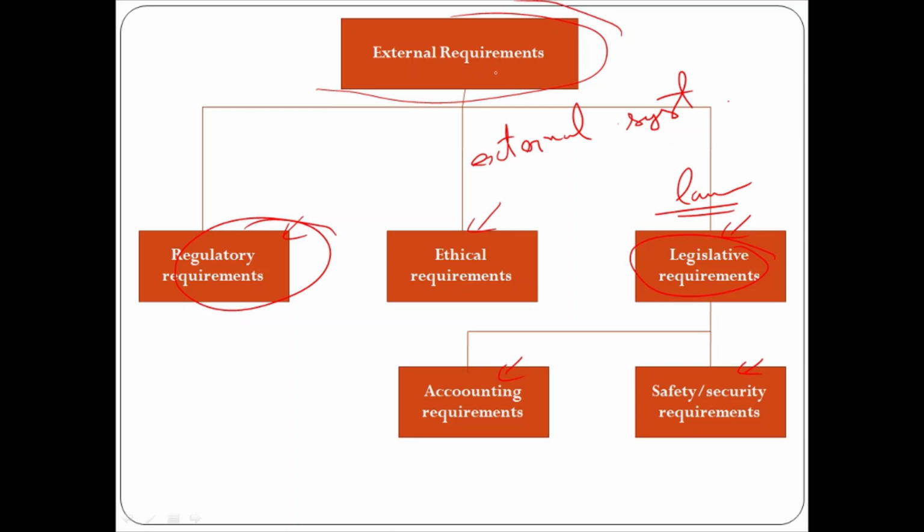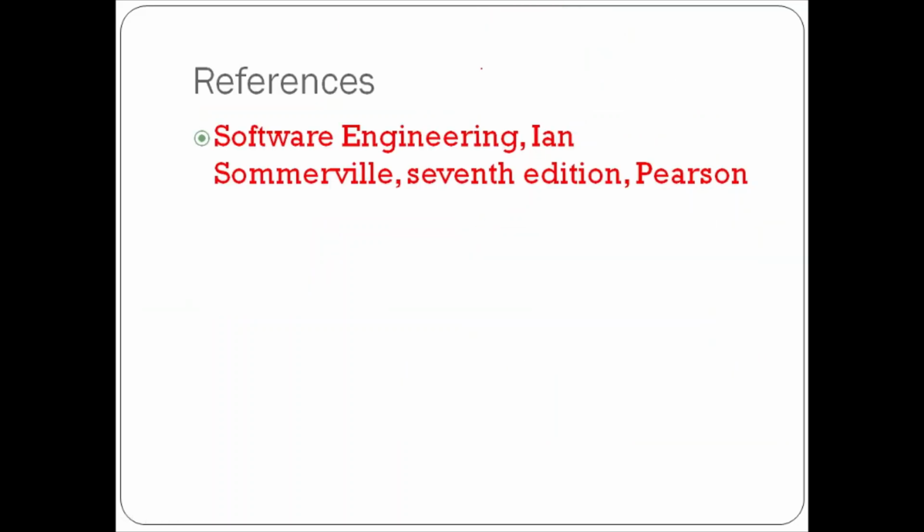So we have seen that if we don't fulfill non-functional requirements, then the product developed will be unusable. So basically we have classified non-functional requirements into three parts: product requirements, then organizational requirements, and then external requirements. References are these.